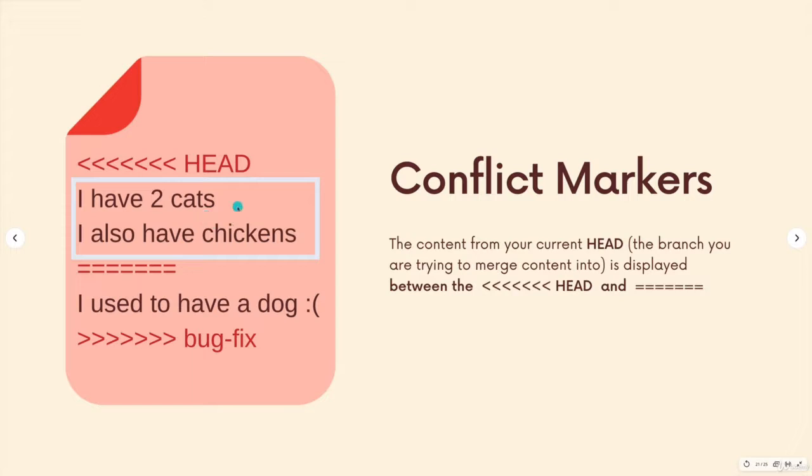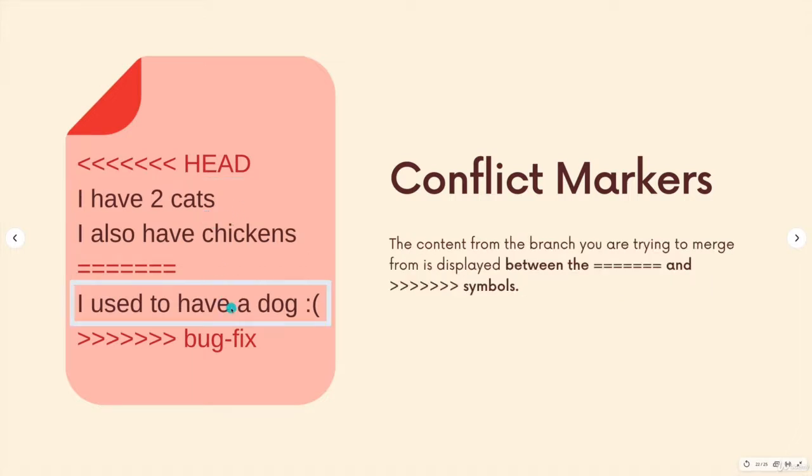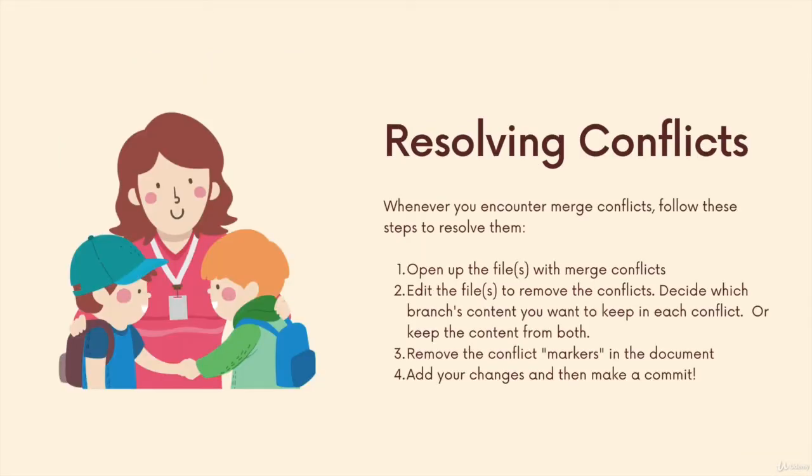This is the change I made. And then this is from the bug fix branch that I'm trying to merge in. So it's my job now to delete or keep both, figure out which part I want, which part I don't want. It's totally up to me. I resolve it. And then I get rid of these conflict markers, these symbols, and then I save the file. And then I go back and add and commit the changes.